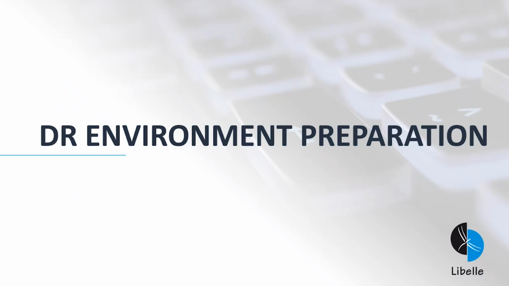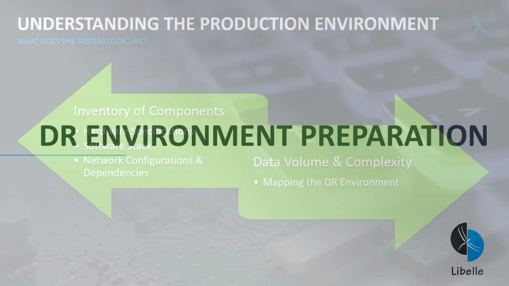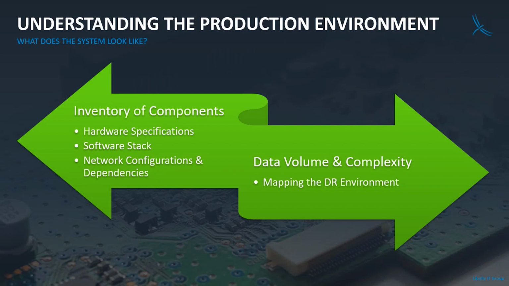Now for the DR environment preparation, first we need to understand the production environment. For that, we need to take an inventory of the components. What hardware components does it have? How does the software stack look? What different tools are installed there? How is the network configured? What are the dependencies between the network components? And how is the storage configured? We also need to look at how big the data volume is and what all the complexity is that we need to map onto the DR environment.